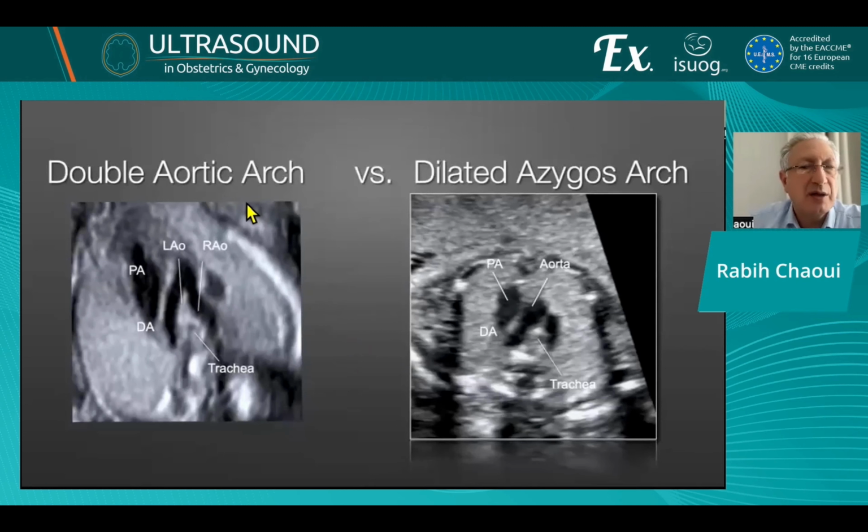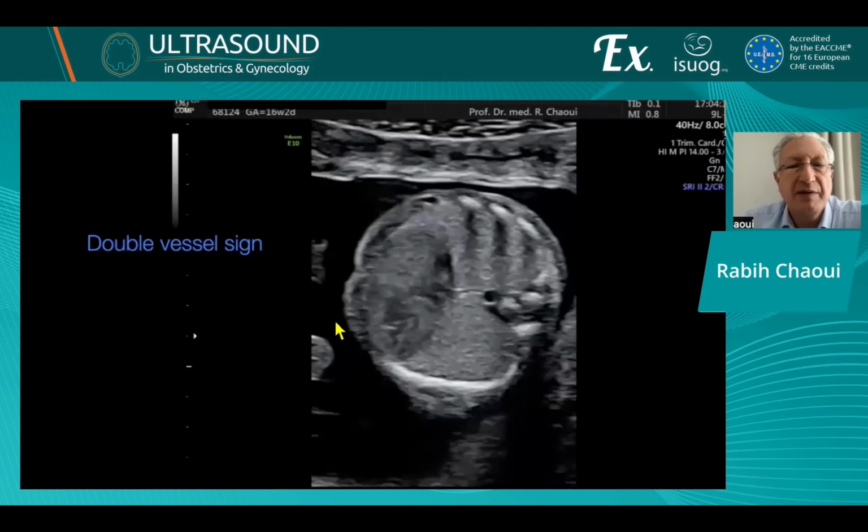In the double aortic arch, you will have the trachea between the 2 branches, and you have a superior vena cava separate on the right side, while in dilated azygos, this part is the dilated superior vena cava, and you have the trachea here. So it is such a typical picture, and you see here this is the superior vena cava, which can be the hint. Now let's move to the next video case.